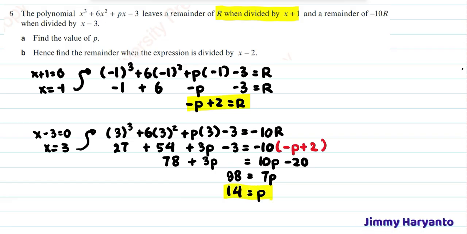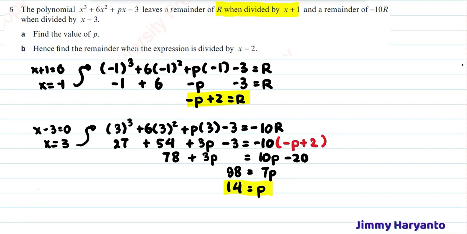It's not finished yet. You have to find the remainder when the expression is divided by x minus 2. So first, let's rewrite the polynomial. We have x to the power of 3 plus 6x squared plus 14x, and then minus 3, and then it's divided by x minus 2.